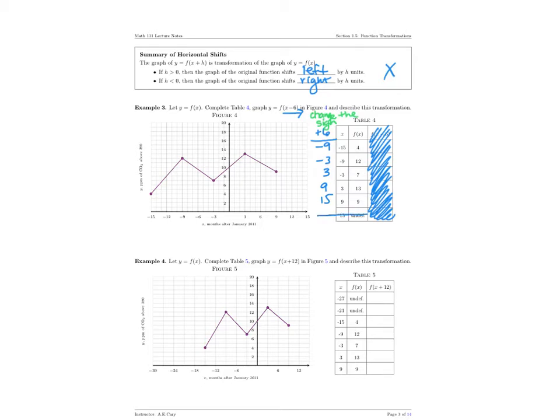So you can either use these as your table, where this is your new x value. We're going to keep the same y values, or you can count over 6 units from your original points. So let's see, that'll be here, here, here, here, and here.